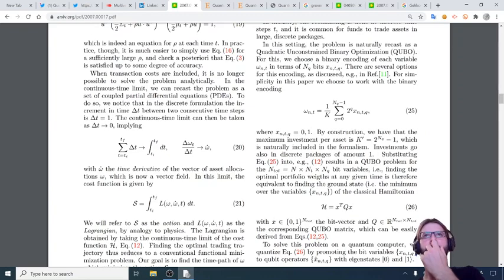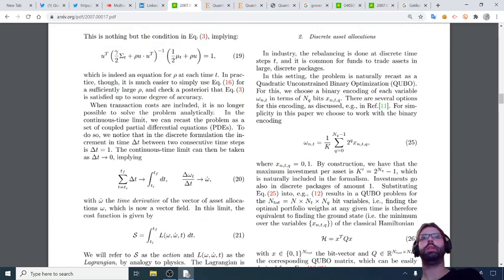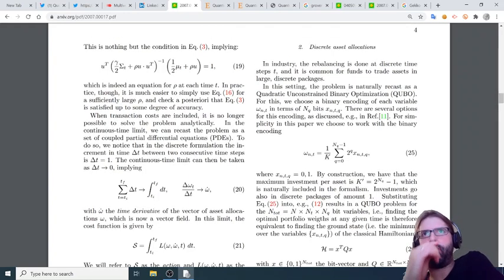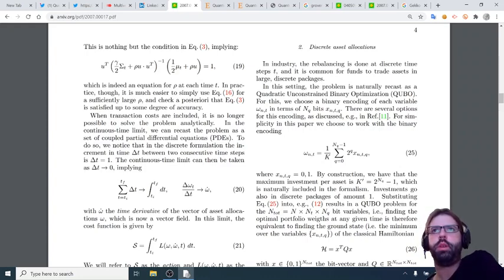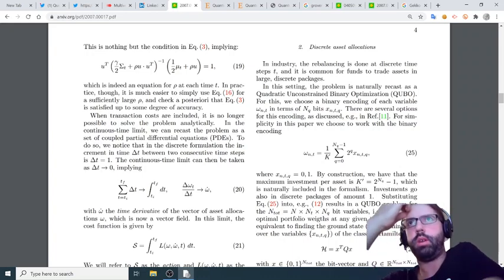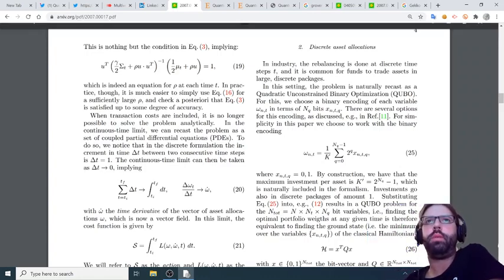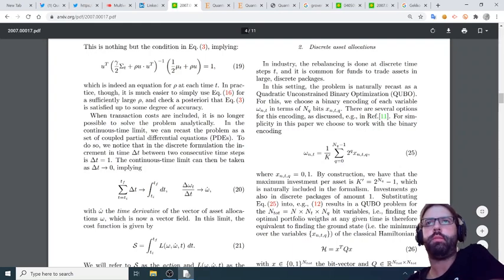So, discrete asset allocations. In industry, the rebalancing is done at discrete time steps, and it is common for funds to trade assets in large discrete packages. In this setting, the problem is naturally recast as a quadratic unconstrained binary optimization, QUBO. For these, we choose a binary encoding of each variable. Okay. So a binary in terms of like whether you invest in there or not, right? For these, we choose a binary encoding of each variable w_nt in terms of n_q bits.